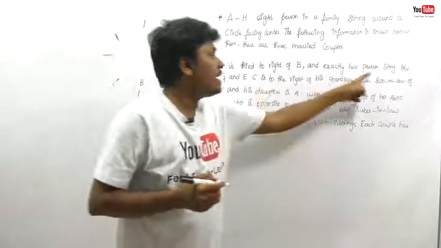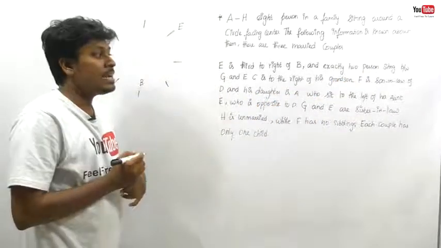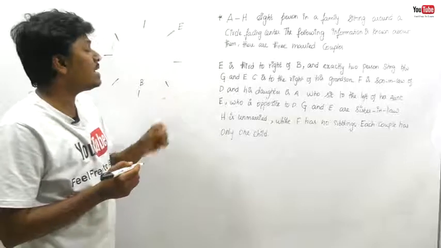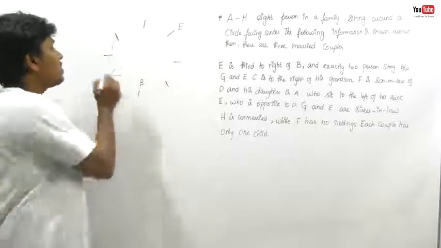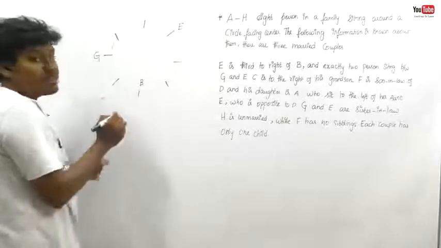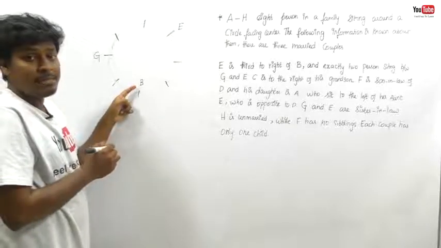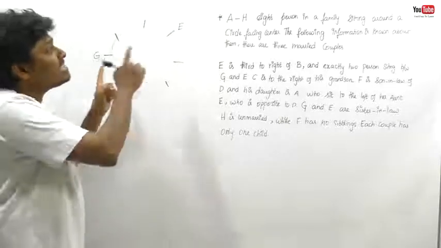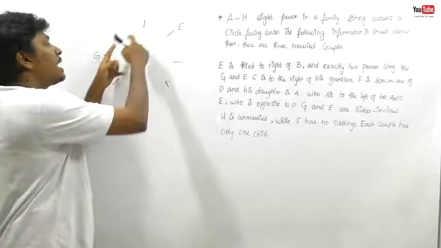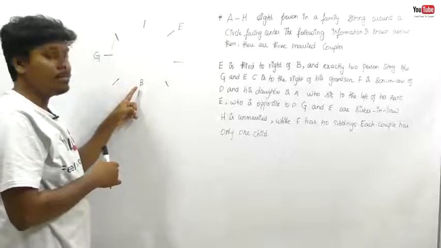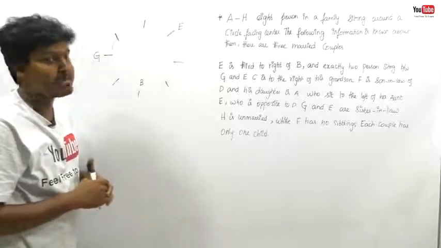And exactly 2 persons are between G and E. So between G and E there should be 2 persons, right? We have already placed E here, so definitely G should come here. Why? Because, friends, we can't place G here, but they have clearly said that between G and E there should be a gap of 2 persons, right? So between G and E there is a gap of 2 persons, where we can't place G here because already here it is B.